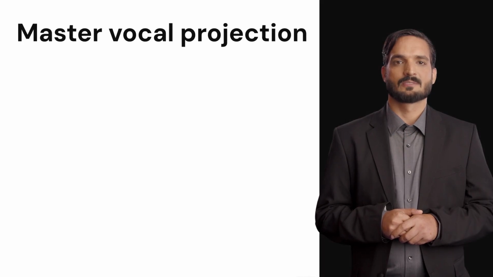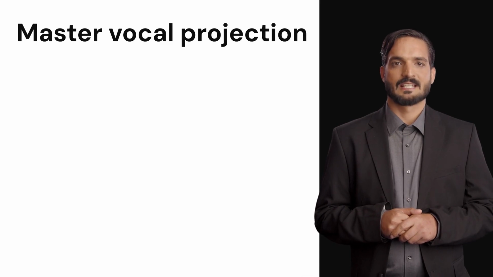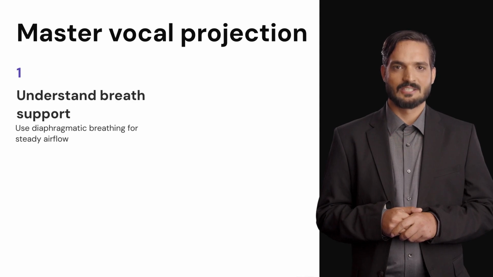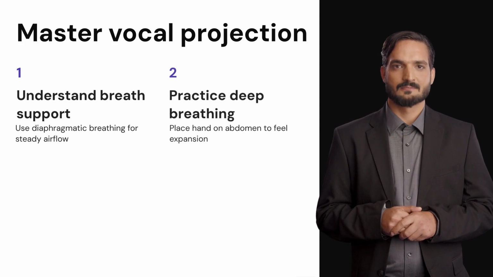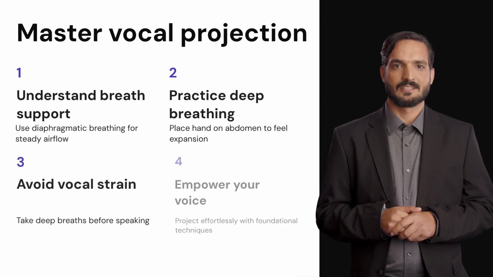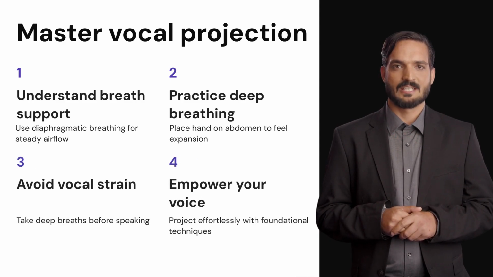Effective vocal projection begins with proper breath support, providing a steady airflow for sustained volume. Diaphragmatic breathing is a key exercise to help with this. Place a hand on your abdomen and practice breathing deeply, feeling it expand and contract. Take deep breaths before speaking to maintain steady support and avoid vocal strain. This foundational technique will empower you to project your voice effortlessly.